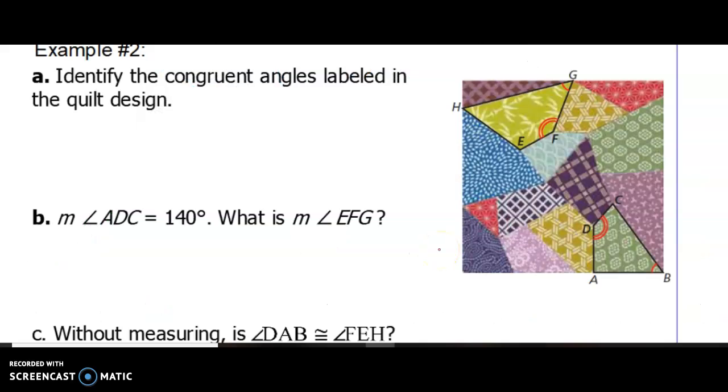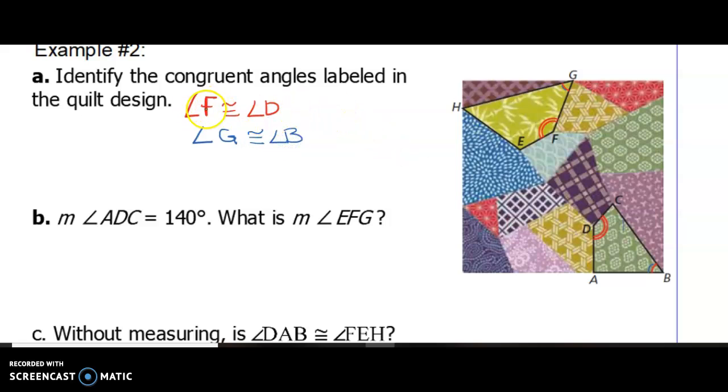All right, guys, let's look at example 2. For example 2, we're going to be using this diagram at the right. In part A, it says identify the congruent angles labeled in the quilt design. If we look at these, you see these double arcs for F and D? That means that angle F is congruent to angle D. I know on your black and white copies it's hard to see and easy to overlook, but it's a lot easier to see on this colored copy. You can also see a single arc at G and a single arc at B, so you could also say that angle G is congruent to angle B.